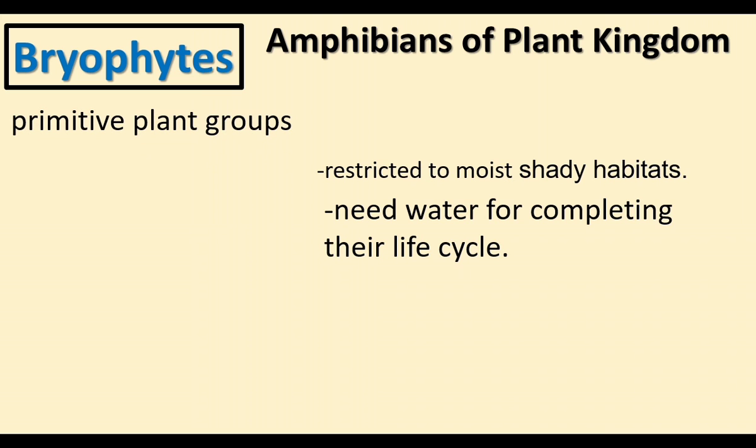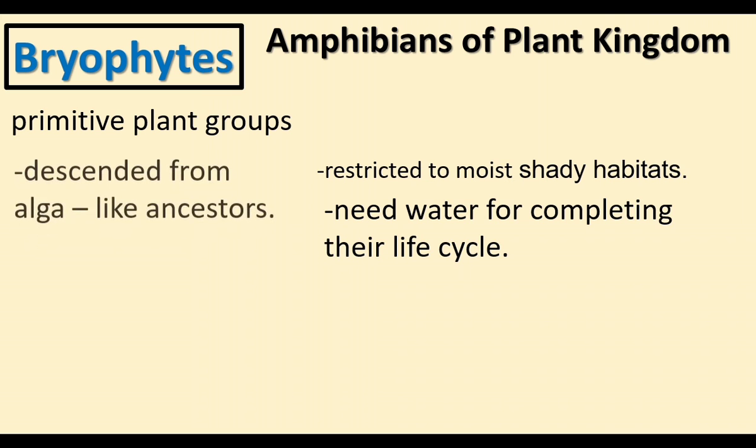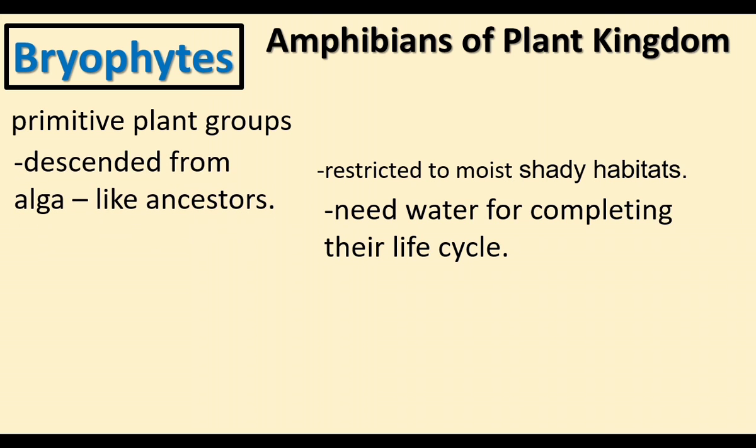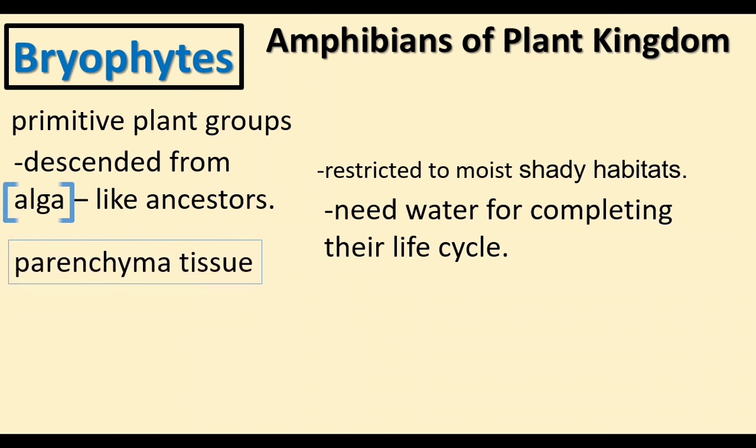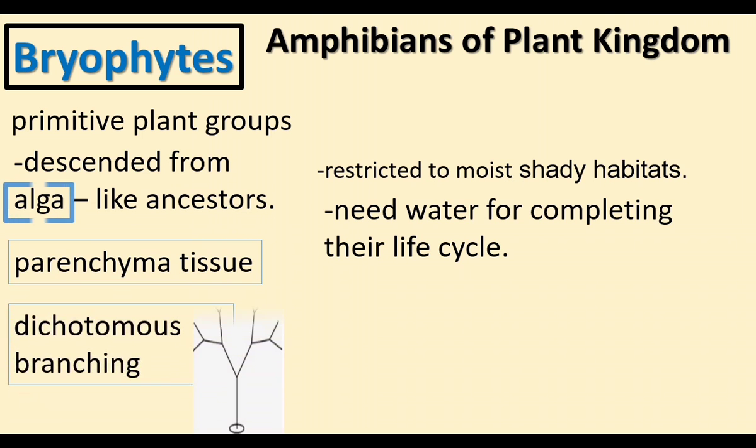They are the primitive land plants. Bryophytes evolved from algae. They are the descendants of algae-like ancestors. Some algae have parenchymatous tissue and dichotomous branching. They were the ancestors of bryophytes.